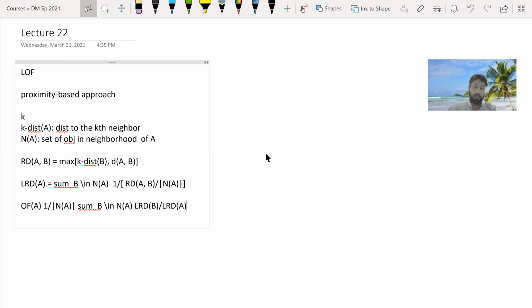So this value would be 1, of course, when the local reachability density of every neighbor in the neighborhood of A is equal to that of A, which of course means that A is not likely going to be an outlier. But if this LOF is greater than 1, then A is likely an outlier. Again, based on what? Based on the density of objects in the neighborhood of A.